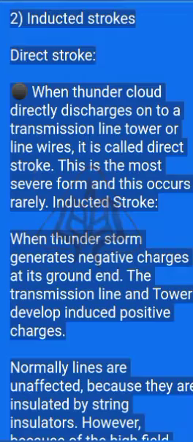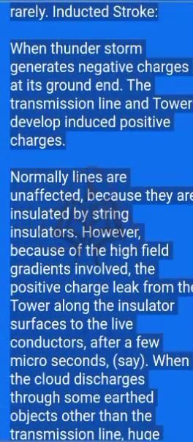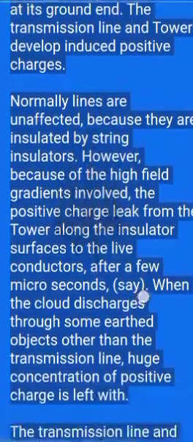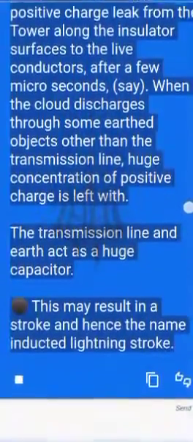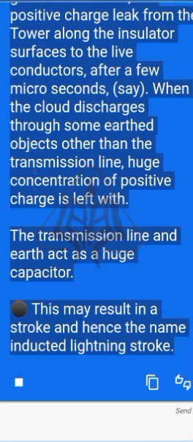Induced stroke: when a thunderstorm generates negative charges at its ground end, the transmission line and tower develop induced positive charges. Normally lines are unaffected because they are insulated by string insulators. However, because of the high field gradients involved, the positive charge leaks from the tower along the insulator surfaces to the live conductors. After a few microseconds, when the cloud discharges through some earthed objects other than the transmission line, a huge concentration of positive charge is left. The transmission line and earth act as a huge capacitor. This may result in a stroke, and hence the name induced lightning stroke.